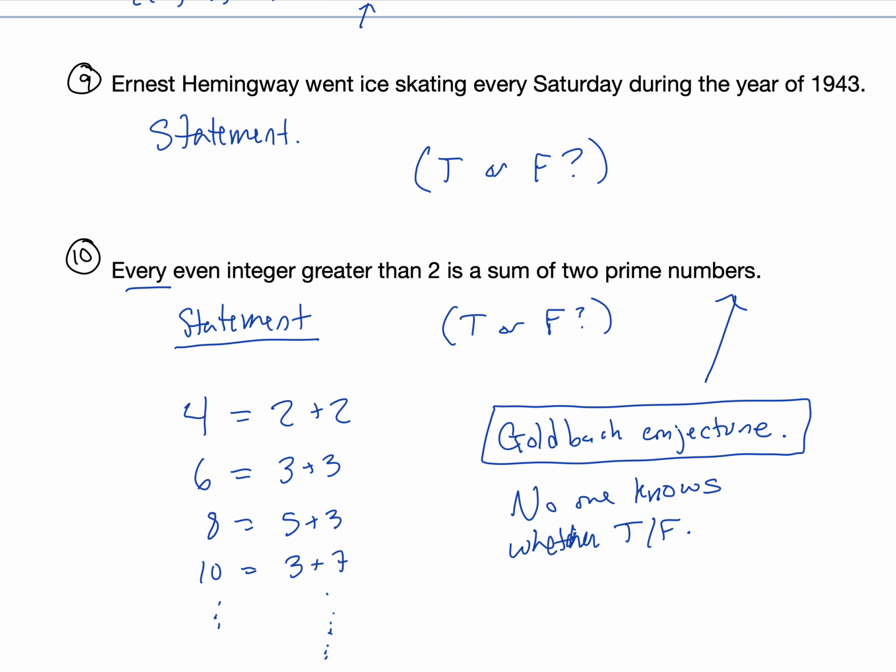However, even though we don't know whether it's true or false, it is still a statement. Either it is the case that every even integer greater than 2 is a sum of 2 primes, or there are some even integers which are not the sum of 2 primes.